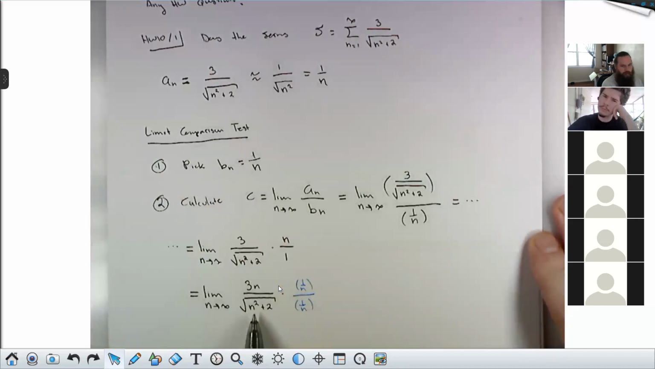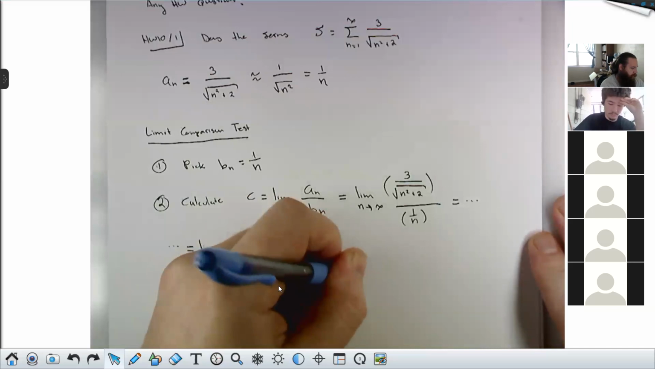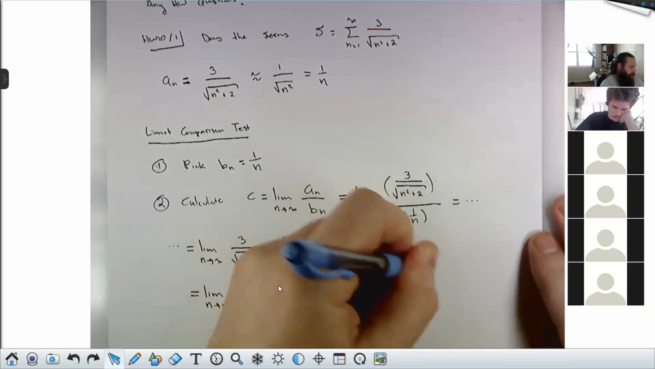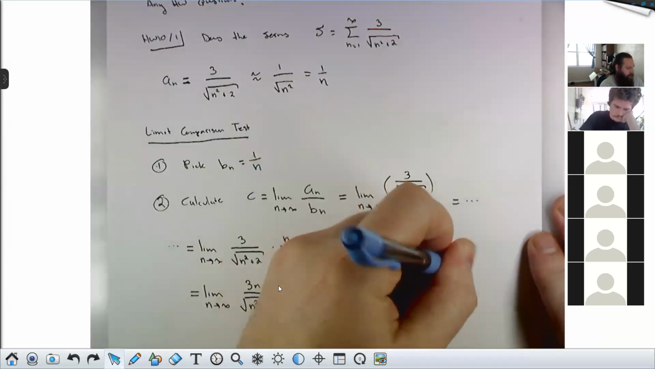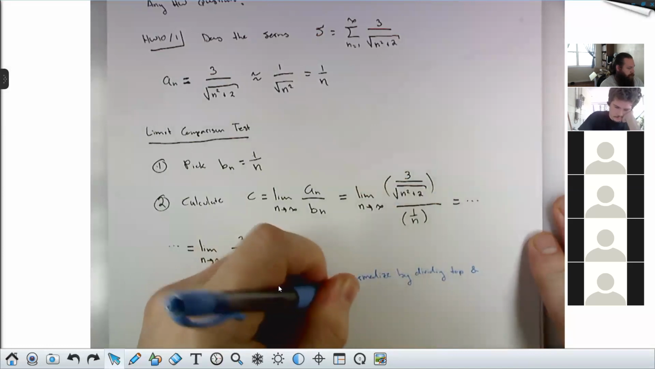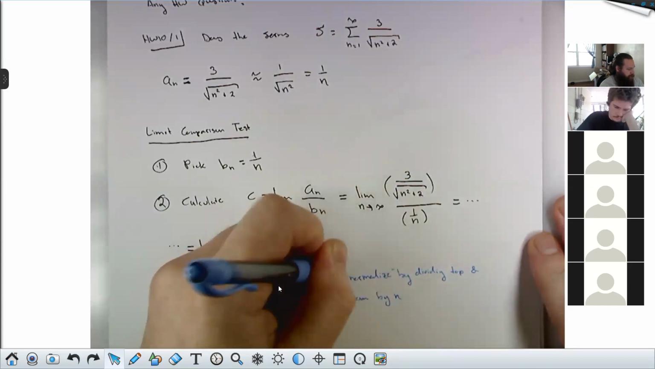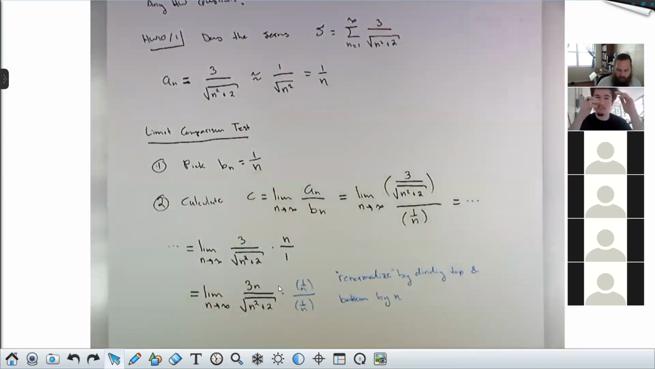And the idea is that downstairs, I have an n squared under a square root. Upstairs, I have an n. So I'd say that the top and bottom are both growing at the speed of n. So we renormalize by dividing top and bottom by n. The name for this trick is the renormalization trick. I steal that term from physics. It's a physics term where they divide out everything by the speed of light. Useful trick. And it works here as well.